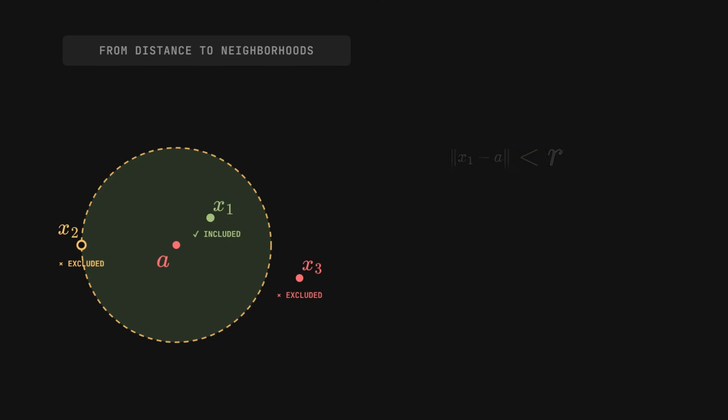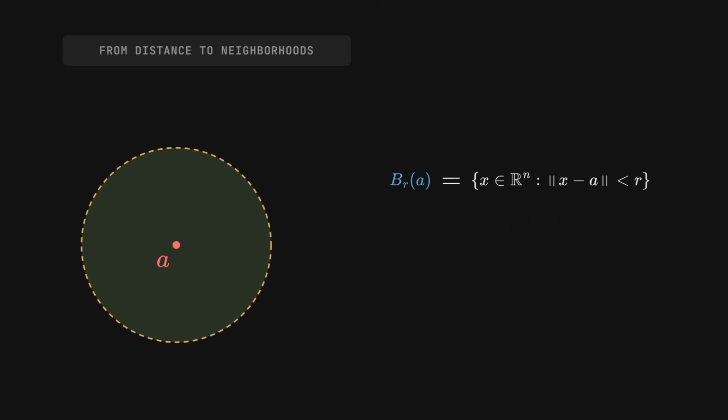A point inside has a distance less than r, so it's included. A point on the boundary has a distance equal to r, so it's not included. A point outside has a distance greater than r, so it's also not included. The collection of all points whose distance from A is less than r is called the open ball of radius r centered at A. An open ball is a mathematical way to describe all points sufficiently close to A.